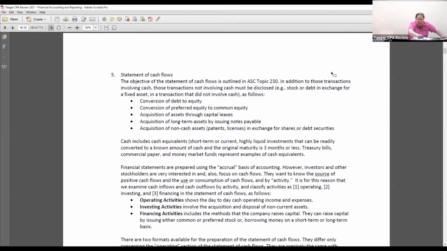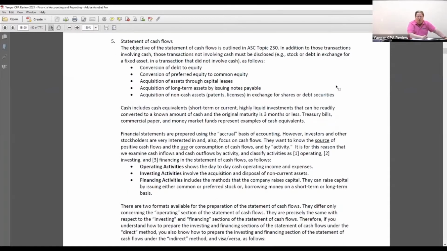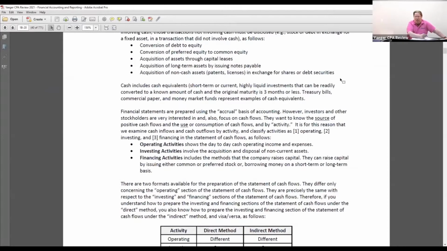The third paragraph from the bottom. It shows you the three sections of the statement of cash flow. The operating activities, which shows the day-to-day cash operating income and expenses. The investing activities, which shows the acquisition and disposal of non-current assets. But remember, it's only the acquisition and disposal of non-current assets when you either pay cash or you receive cash. Financing activities include the methods the company raises capital.